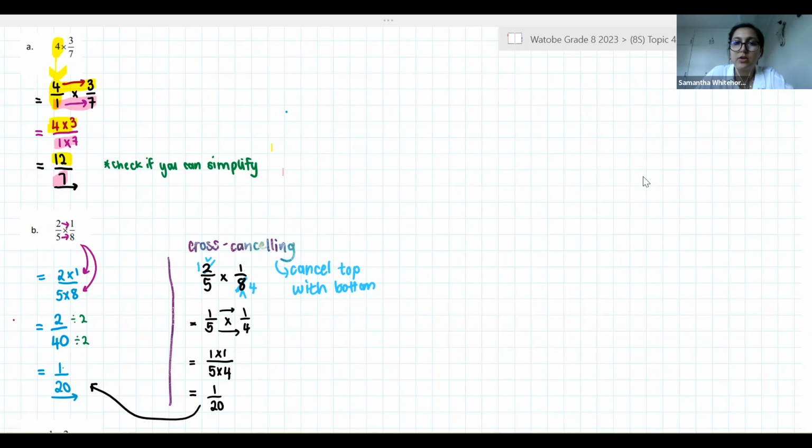Watobe, it can only go across with that method. So yes, if you mean across, cancel top with bottom, yes, you cannot cancel top and top, and you cannot cancel bottom and bottom. It has to be top and bottom. It can go either way, but it has to be top with bottom or bottom with top.